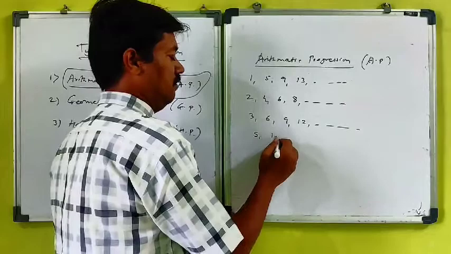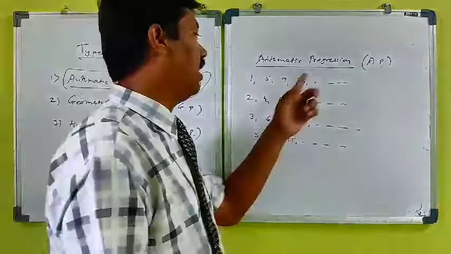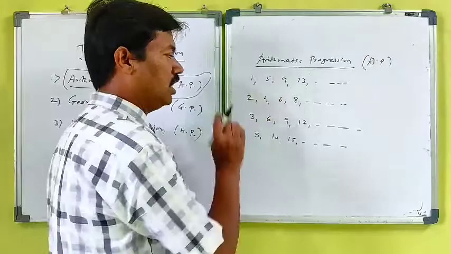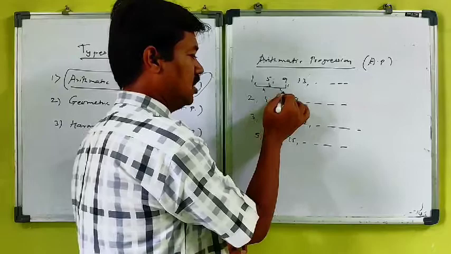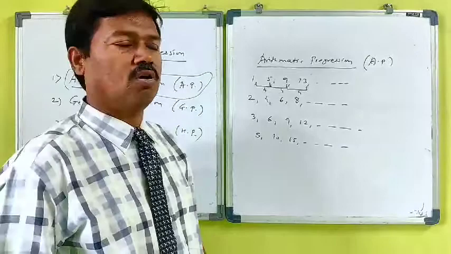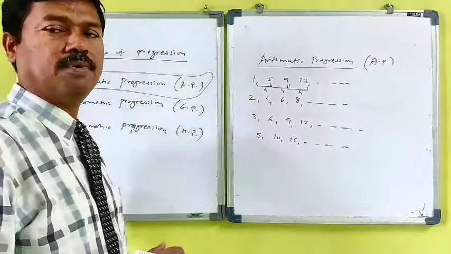So what is this? These all are APs. What is the similarity in all of these? If you observe, the difference between the two terms, 5 minus 1, is 4. This difference is also 4, and this difference is 4. So there is a constant difference throughout. Here also it is the same: 2, 2, 2. This is a constant difference throughout. So that particular sequence is called an arithmetic progression.